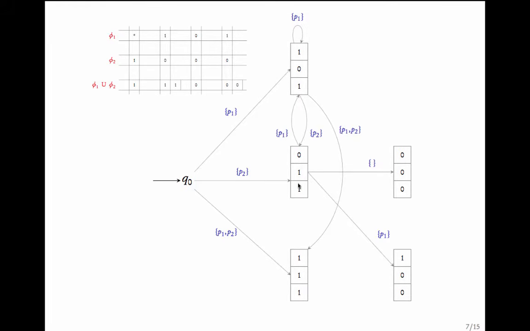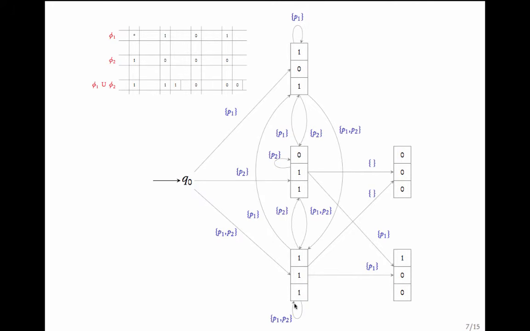Now, if it reads P2, it stays here. If it reads P1, P2, it goes here. That is depicted here. Let us look at this state. Similar to this state, there is no condition on the next step. So when you read the empty letter, you go here. When you read P1, there is a choice. Either you can go here or you can go here. If you read P2, you go here, and if you read P1, P2, you stay here.